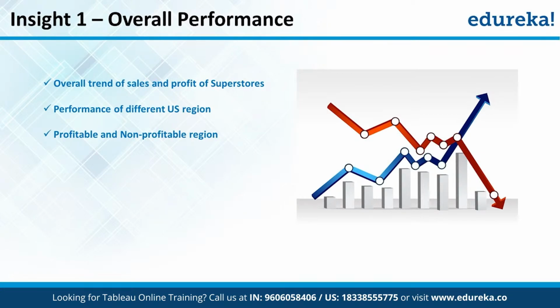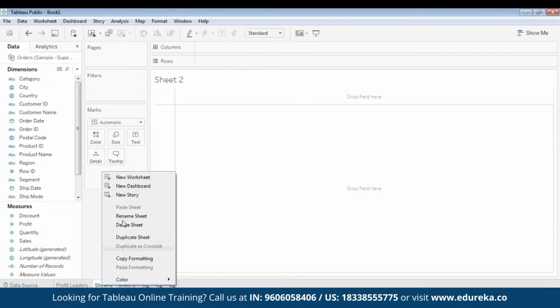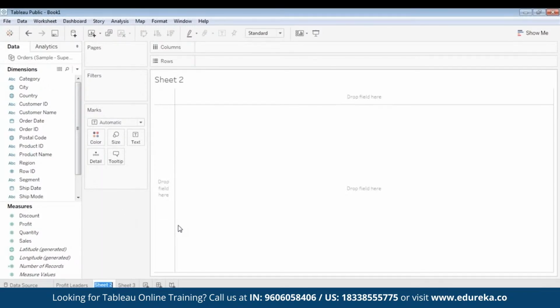So let me give this sheet a name. Okay, I have already created a sheet. Let me just right click on this, rename it. So I will give it as overall performance. Okay. So guys, since I know Tableau, I'm able to identify which parameter to put where.